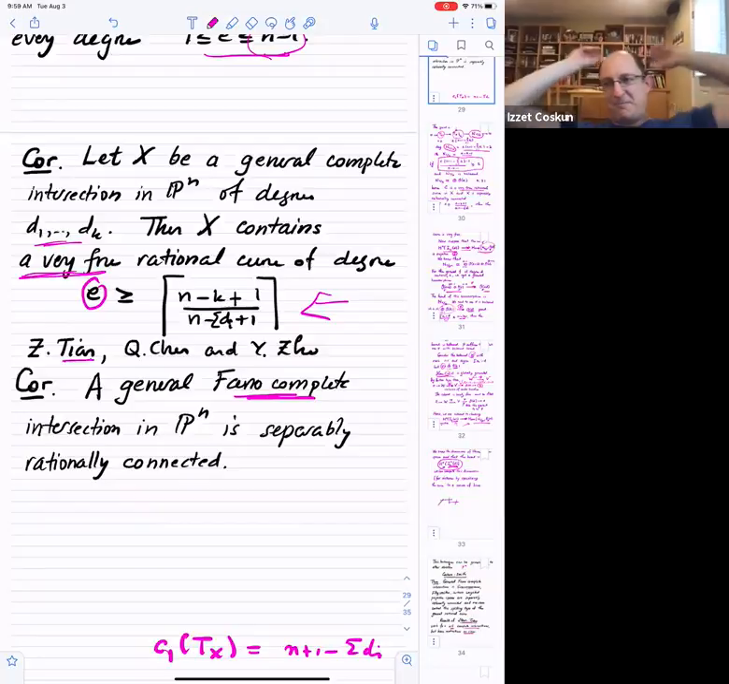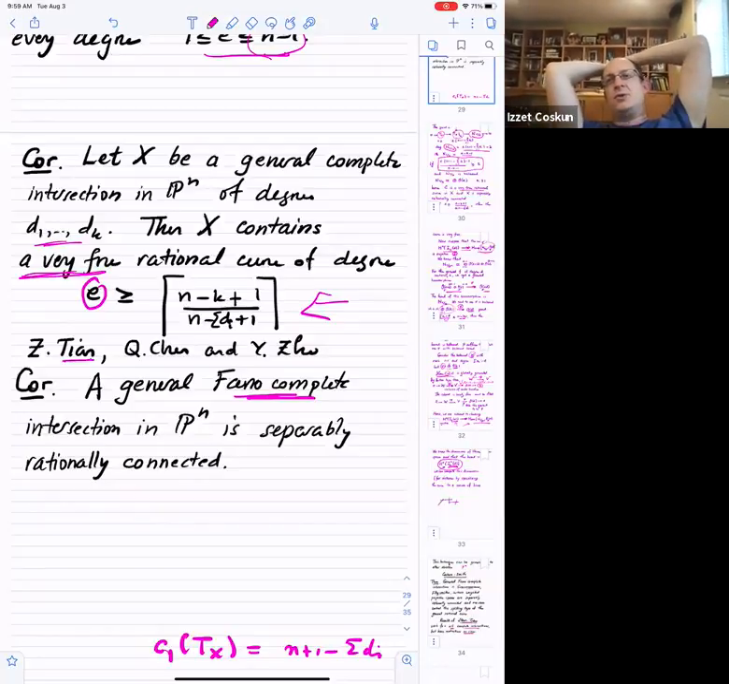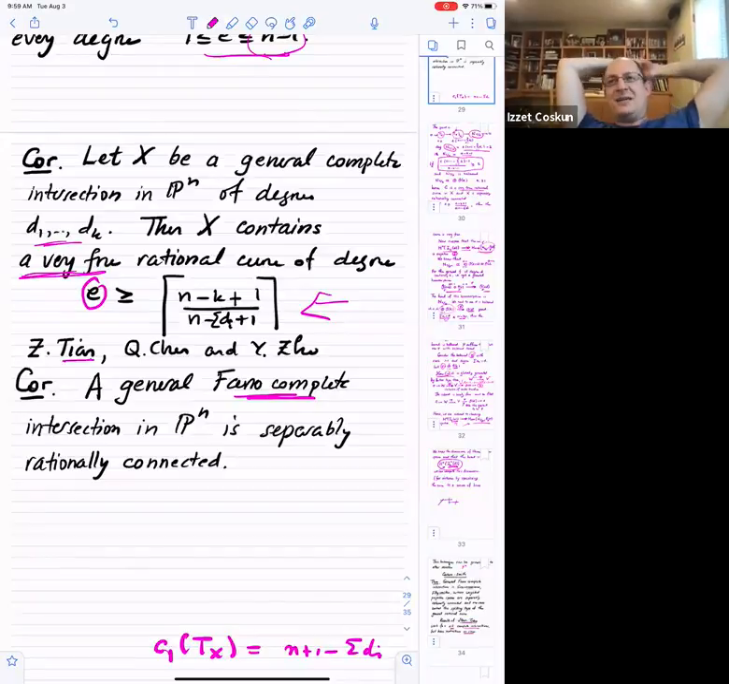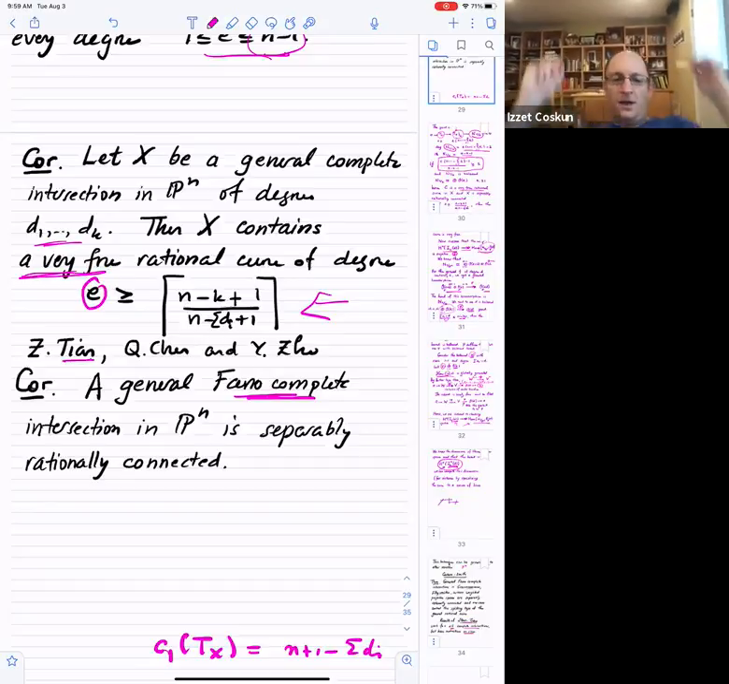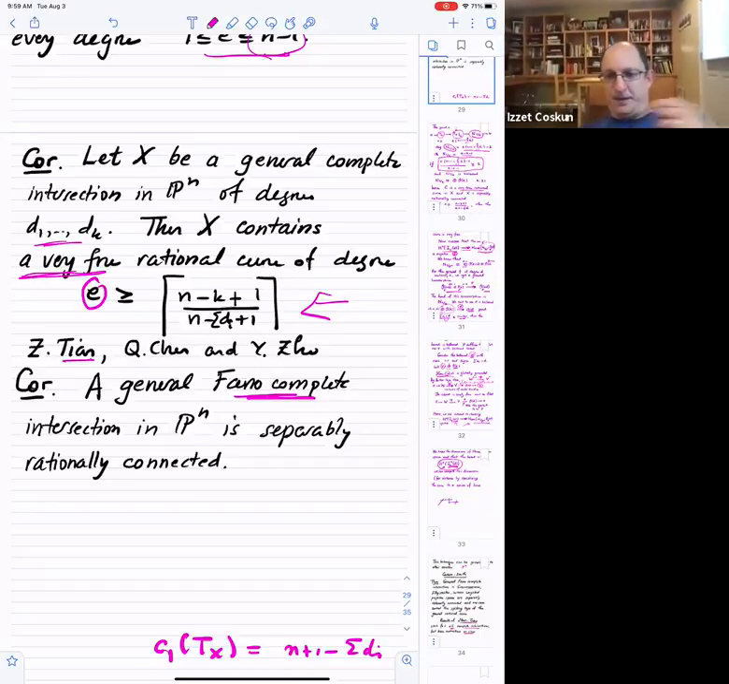So maybe let me stop there. Next time I'll further push these ideas, and I'll start talking about higher genus curves and their normal bundles. So far, it's been just rational curves and hyperbolicity and the connection to arithmetic and things like this. Let me stop there.